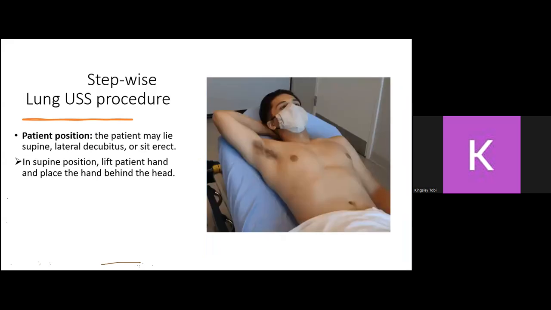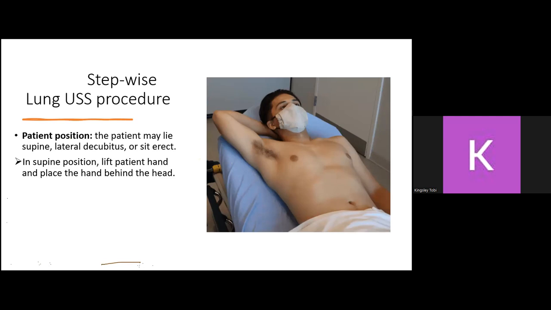Now, this is the practical part of it. I hope I can do this in less than 10 minutes. All right, so this is a stepwise lung ultrasound. The patient position is very key. Most of the time in the ICU, patients are lying supine, and you want to lift the patient's hands up to expose the lungs for a better view.